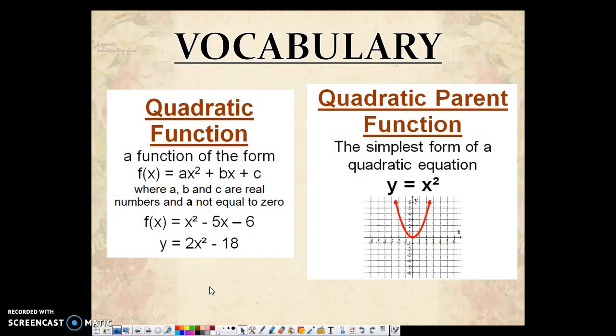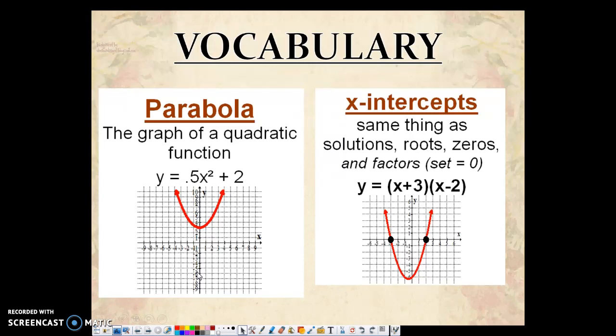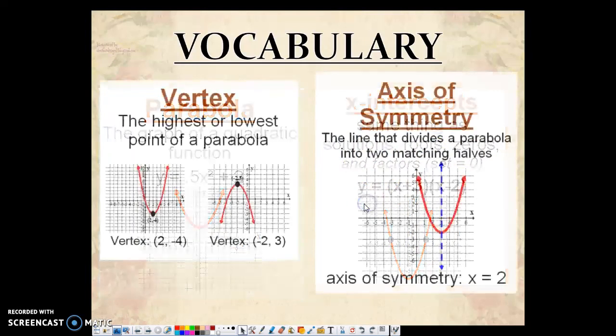So quadratic function, we went over that, is anything that has to do with x squared. Quadratic parent function is y equals x squared. That means before we touch it, before it moves anywhere, it's y equals x squared. Parabola is the shape of the graph. Okay, so it's this right here. It's the shape, that U shape. The x-intercepts are where the line crosses through the x-axis, also called solutions, roots, and zeros.